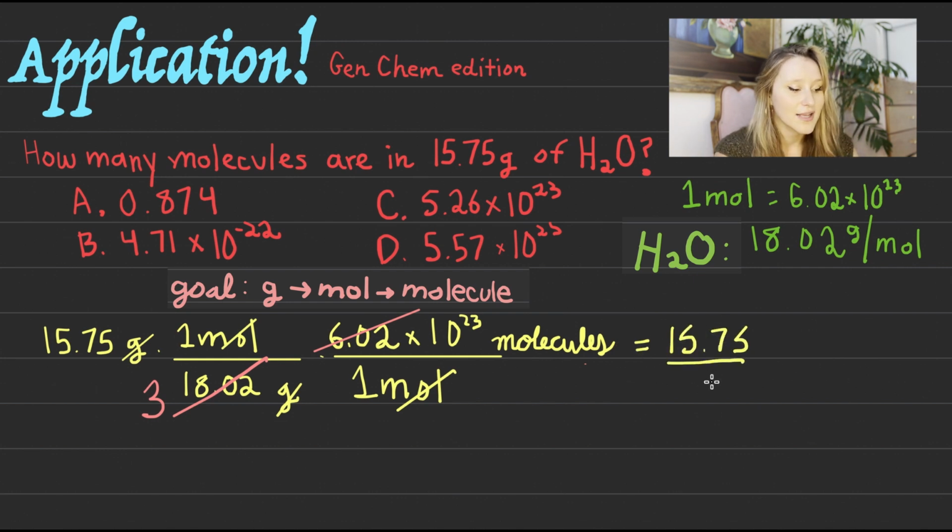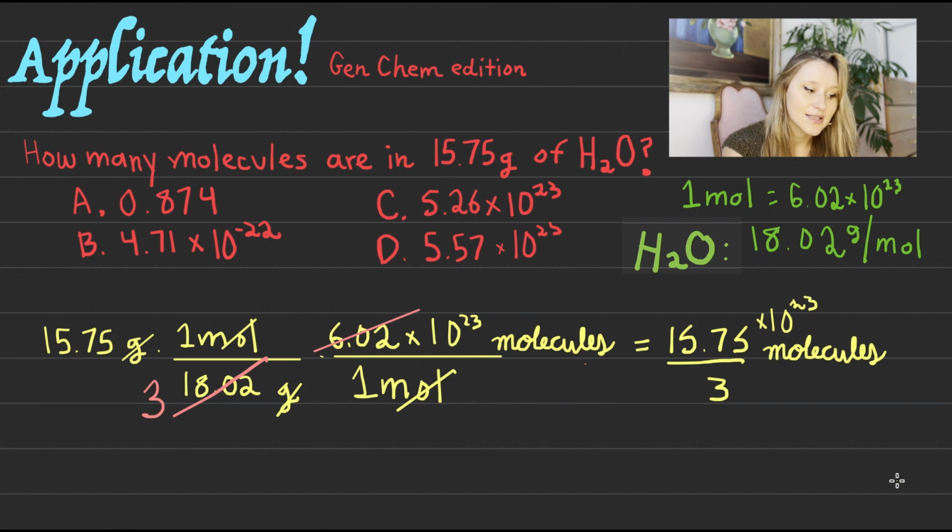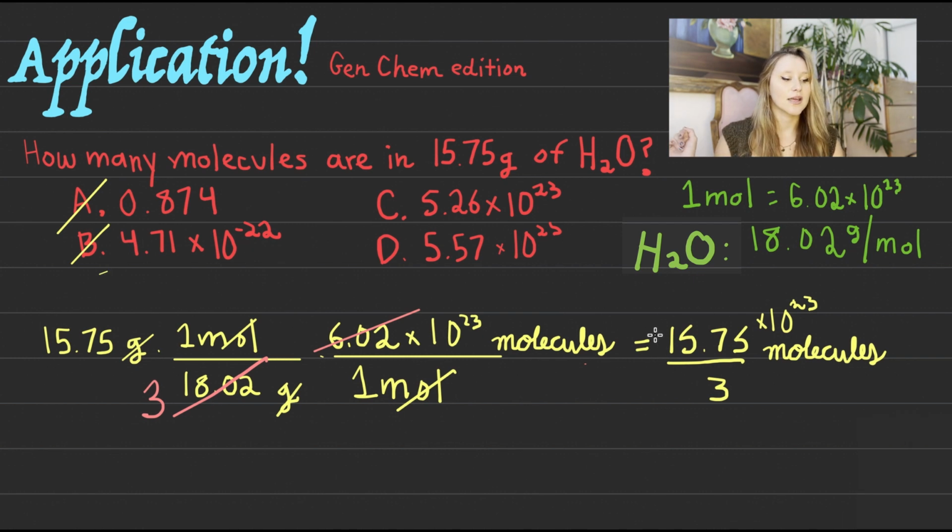So as for the arithmetic, all we have to do is 15.75 divided by 3. We can do that. 15 divided by 3 is 5. 75 divided by 3 is about 25. Okay, boom. We get 5.25 times 10 to the 23 molecules. We did it. That's not too bad, is it? Is it bad?